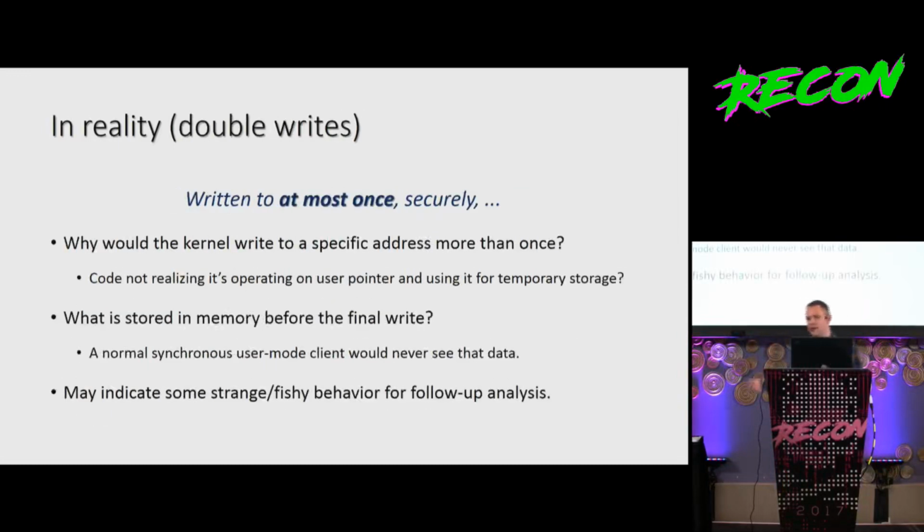Then you have double writes. So for example, you can detect if the kernel, within the scope of a single system call, writes to a specific memory area more than once. This is also interesting and may indicate some fishy behavior. The question is, why does the kernel do it? Does it not realize that it's a user mode pointer? What is the data that is written before the final write, and stuff like that? So this could indicate something interesting.